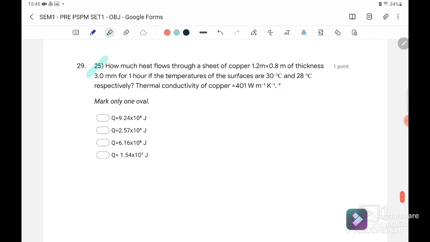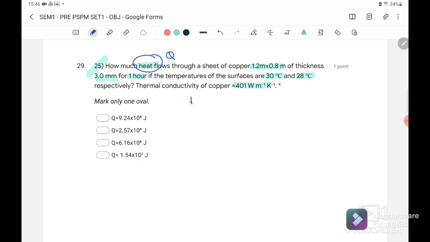Next, we go to question number 25, which is actually chapter 12. How much heat flows through the sheet of copper where the area is 1.2 meter times 0.8 meter, the thickness is 3 millimeter, and the time taken is 1 hour. The temperatures of the surfaces are 30 degrees Celsius and 28 degrees Celsius respectively, and they give you the thermal conductivity, 401. So now we want to find how much heat, meaning that we want to find Q.